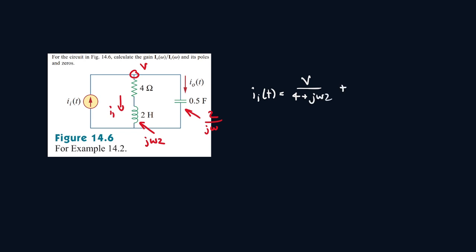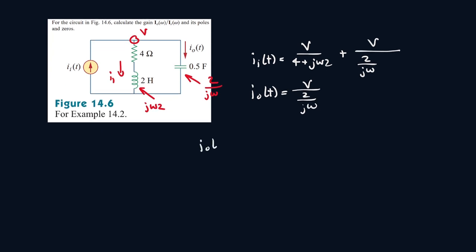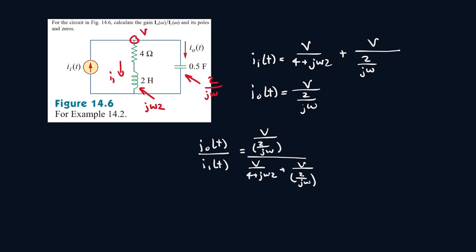plus IOT, which is V over 2 over JW, and IOT is literally just equal to V over 2 over JW. So IOT over I of t is going to be V over 2 over JW. I'll put this in brackets to make things less confusing, all over V over 4 plus JW2 plus V over 2 over JW. Let's take out a V from all of this. So this and this cancels out.